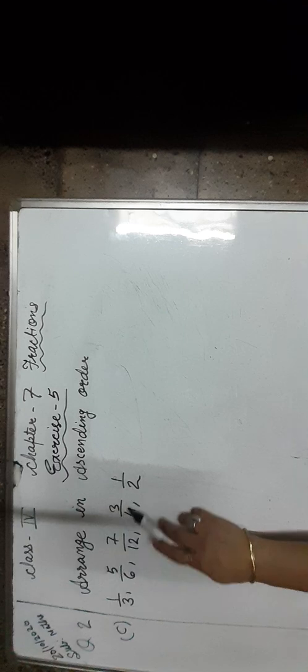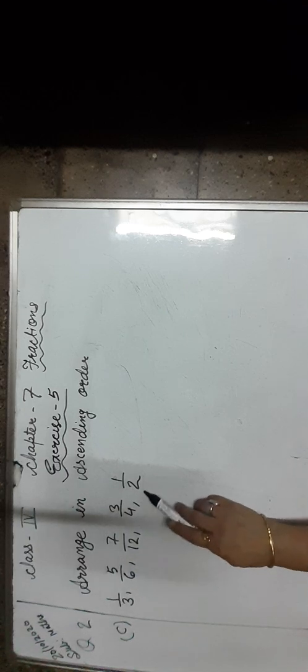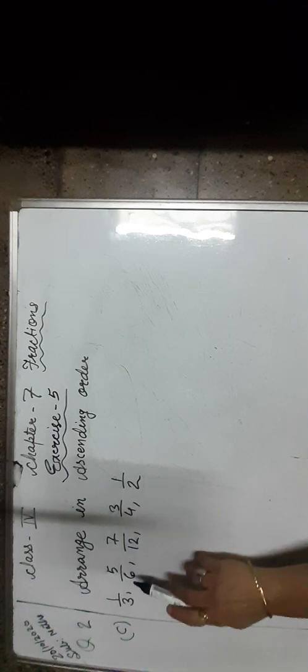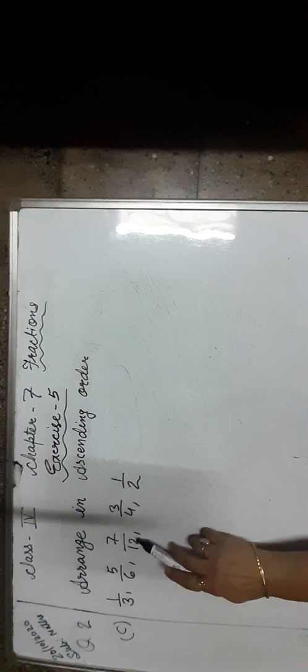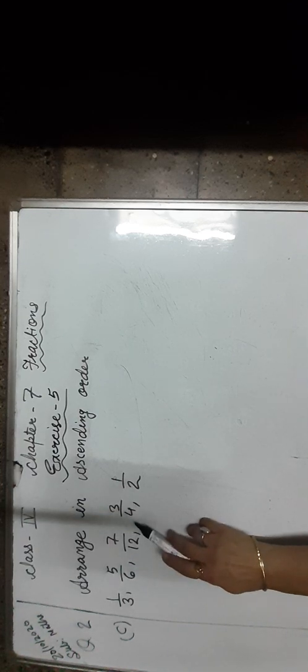Here as you can see the numerators and the denominators are different. It means they are unlike fractions. First, we convert unlike fractions to like fractions. To do this, let us find the LCM of the denominators of the given fractions.